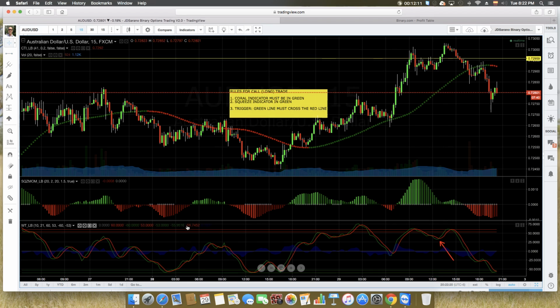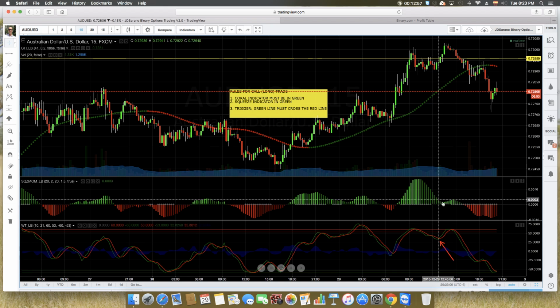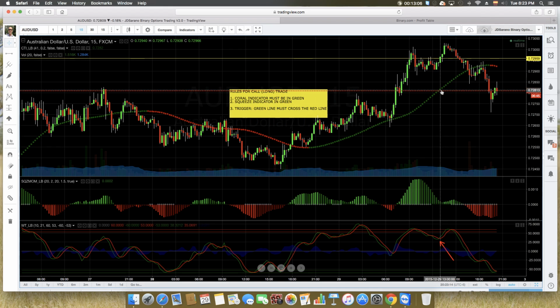We have it here, as you can see in this zone. When I put my cursor here, minus 53, it's higher than minus 35 right there. You can't see that price, I'm sorry. This is the correct one. It's 38.32, that was the green line, and the red line was at 35.06. So at that point, I was confirmed that the green line was above the red line, and I had my green squeeze. I have my green dots in the coral indicator. So that being said, you can go ahead and pull the trigger.